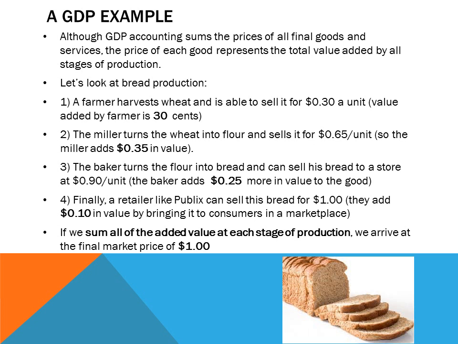For example, in stage 3, the baker turns the flour into bread and can sell his bread to a store at 90 cents a unit. This accounts to 25 cents in value added, and finally, a retailer like Publix can sell this bread to the end user for $1. So Publix adds 10 cents in value by bringing it to consumers in a marketplace. If we sum all the added value at each stage of production, we arrive at the final market price of $1.